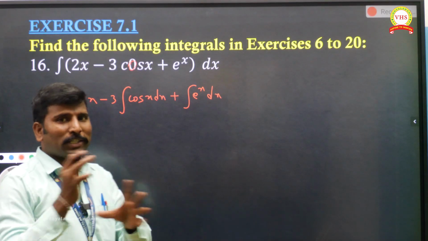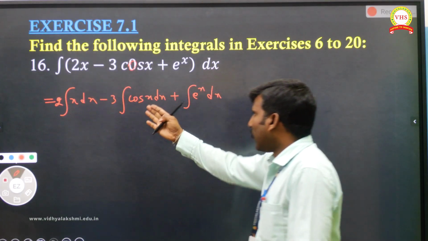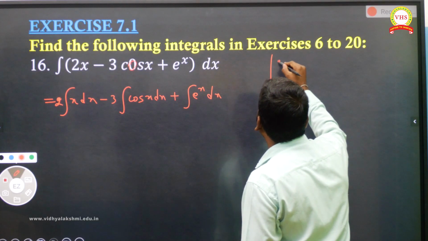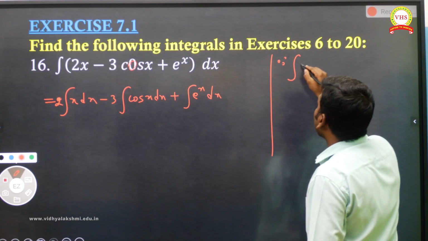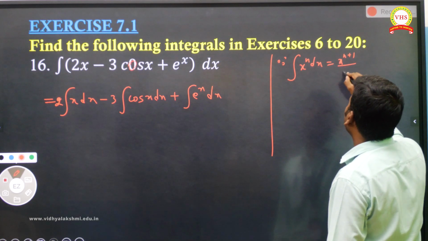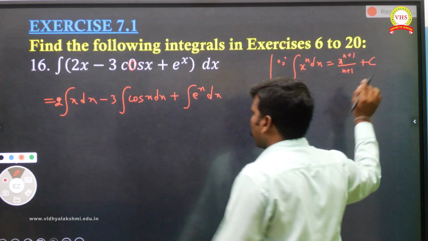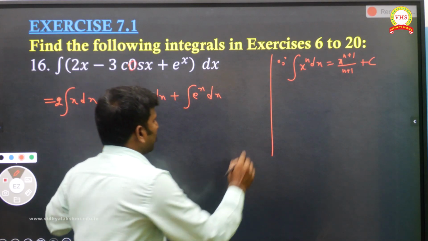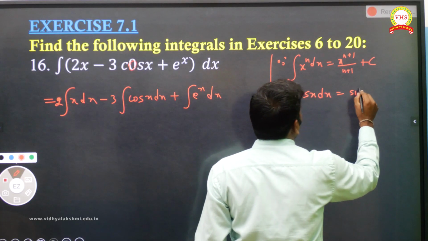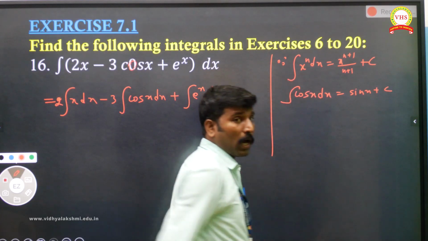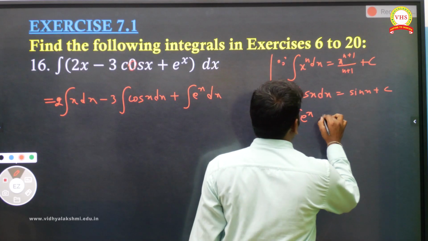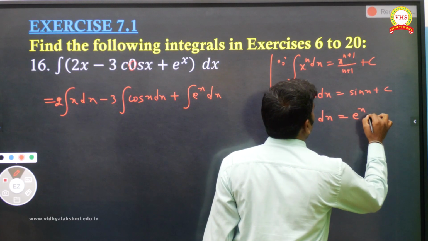So they have shuffled all algebraic function, trigonometric function and exponential function. All the 3 they gave. You must know the formula, children. So integral x power n dx is x power n plus 1 divided by n plus 1 plus c, for the algebraic. And integral cos x dx, what is that? Sin x plus c. Next, integral e power x, which is equal to e power x plus c.